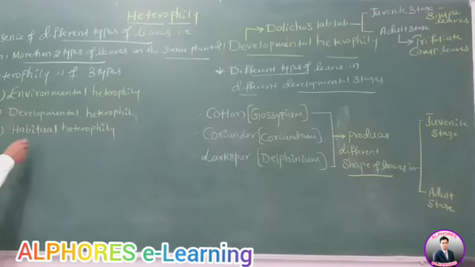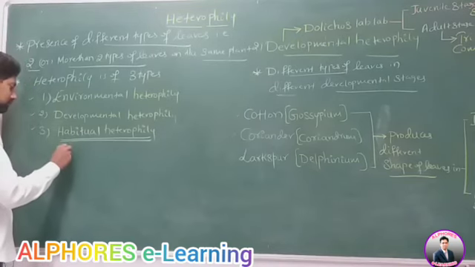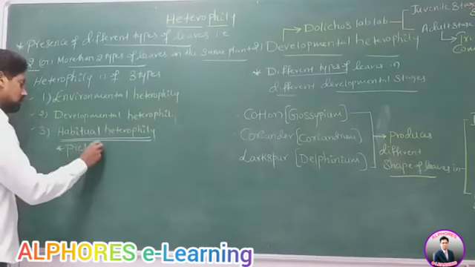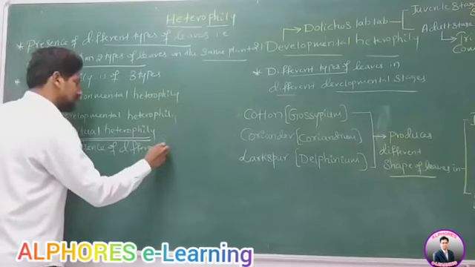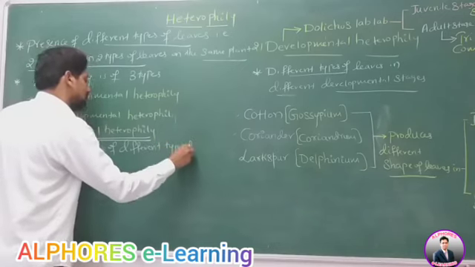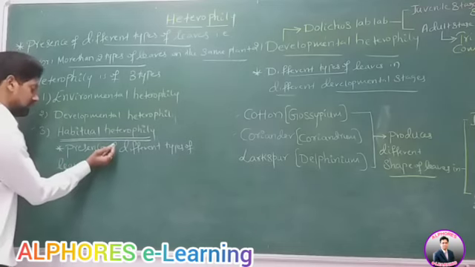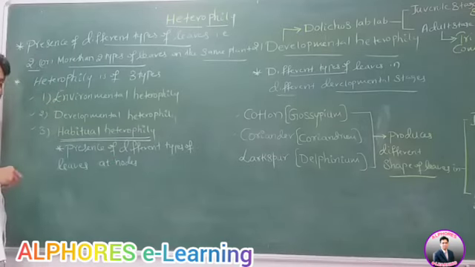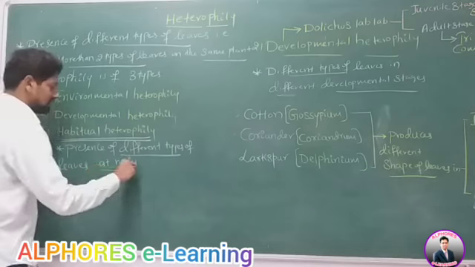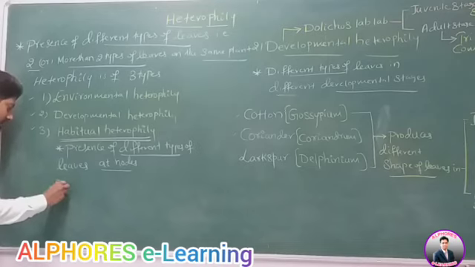What's that? Habitual heterophily. Presence of different types of leaves at nodes. Presence of different types of leaves at nodes. This is habitual heterophily, right? Go for examples of habitual heterophily.